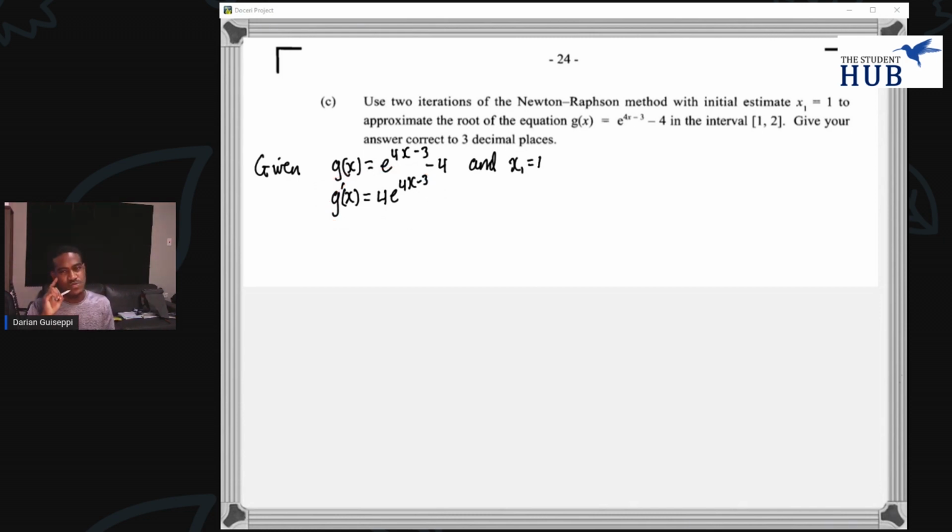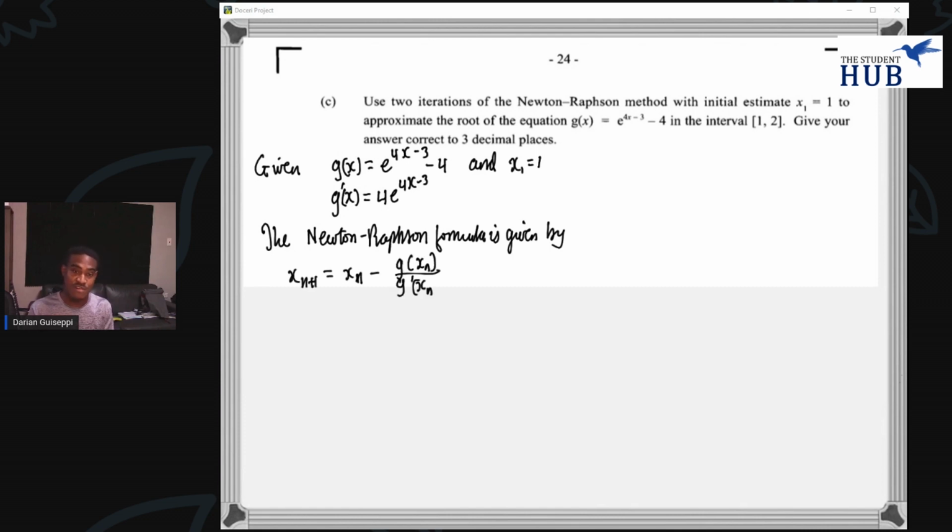So the next thing I would do is put down the Newton-Raphson formula. It is given by this here. This is very key, you need to learn off your Newton-Raphson formula. Learn this. This will surely come up in the exam. They love to bring Newton-Raphson.